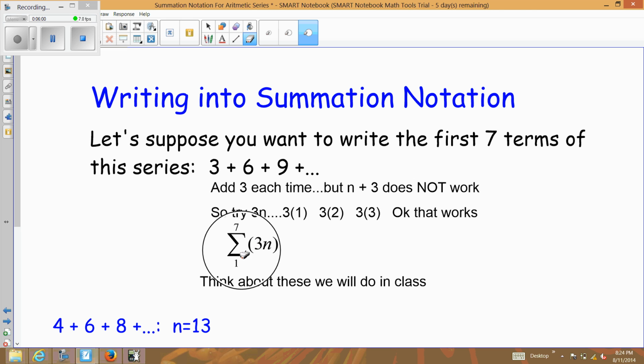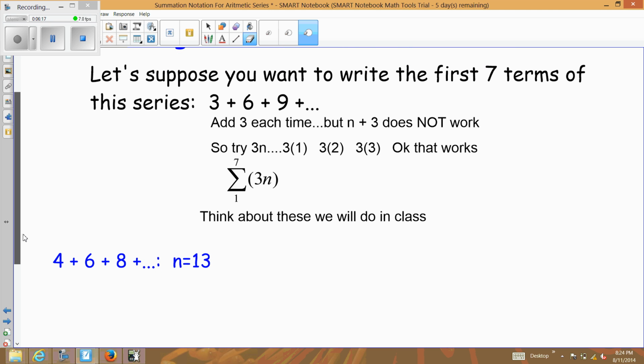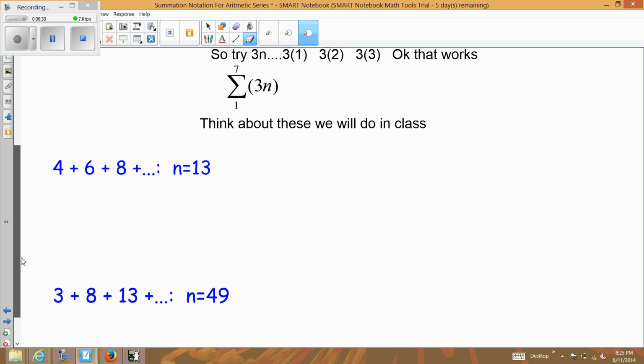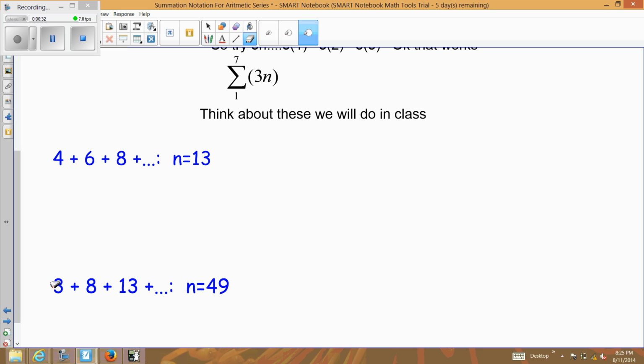So maybe that's my explicit formula. Now the question is, where do I go to? Do I start at 1? Yeah, it was the first 7 terms. So my first term, start at 1, and I go to 7. Is that the only thing you can write? No, but that is a good one. It works. So let's try this. Think about these, and we'll do them in class. You start at 4, 6, 8, and you're going all the way to the 13th term. Okay, so your n is 13. And you think about what you would do. Next one, 3 plus 8 and 13. Think what you would do.